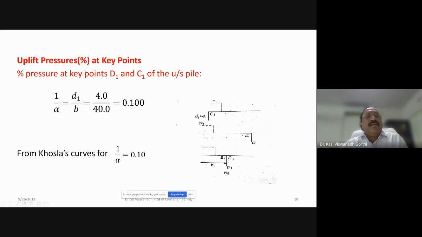We need the uplift pressure in percentage at the junction points, the key points. So the percentage of pressure at the key points D1 and C1 for the upstream pile. Instead of alpha, you are calculating 1 by alpha. So D1 by B is 4 by 40, 0.1. So you have the value of 1 by alpha as 0.1. Corresponding to 0.1, what is the pressure for D1? What is the pressure for C1? That means phi D1 and phi C1 are to be computed. We have 1 by alpha as 0.1.